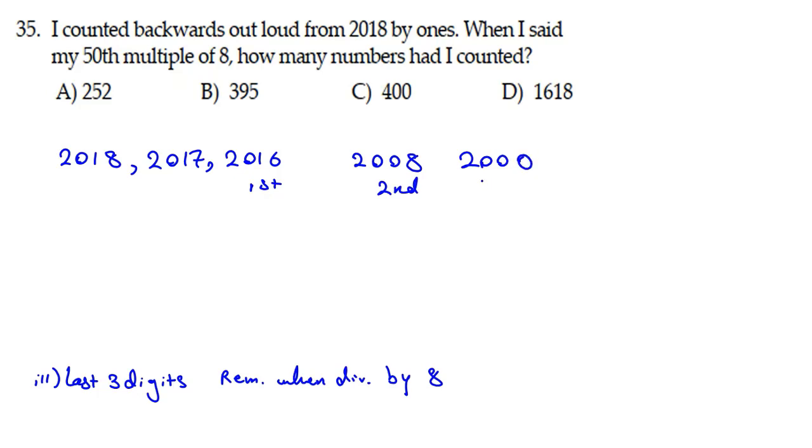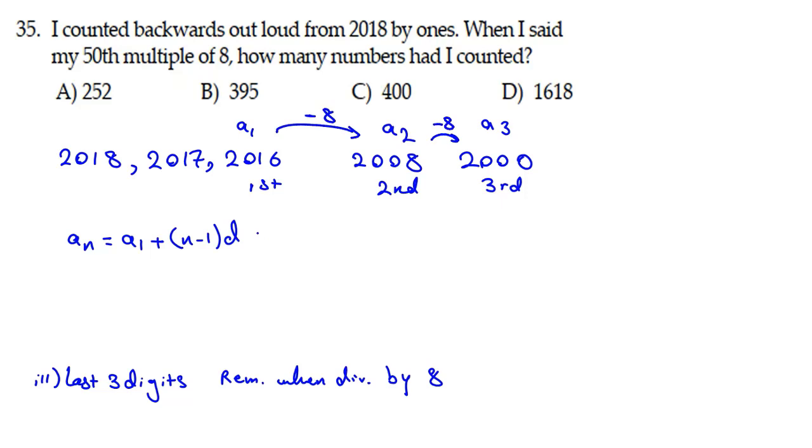So it is what? It is an arithmetic progression. It is A1, A2, A3. And we have a formula. AN equals A1 plus N minus 1 times common difference. Common difference here is what? Negative 8. So A1 is what? 2016 plus N minus 1 times negative 8. So it will be minus 8 times N minus 1.